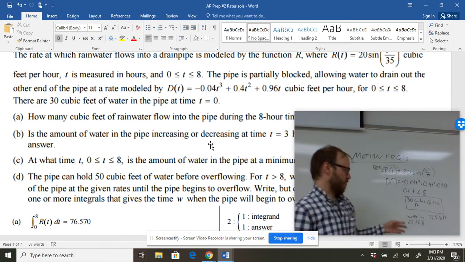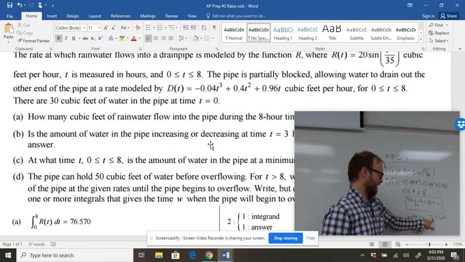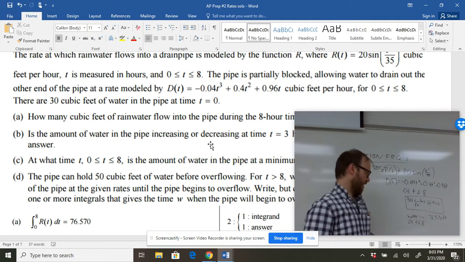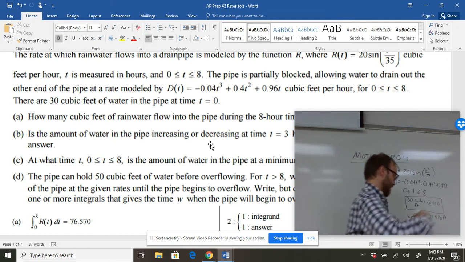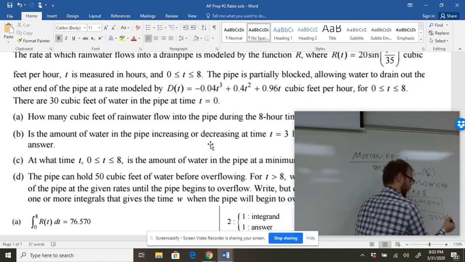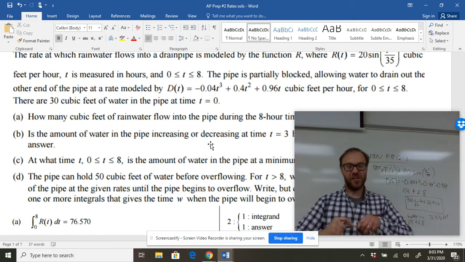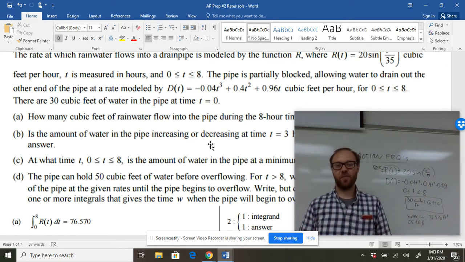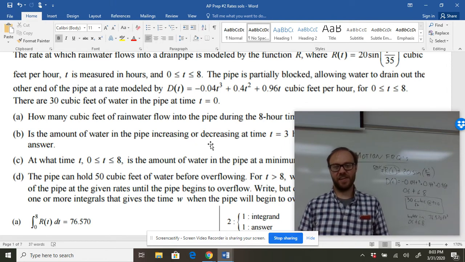Okay. By the way, in the previous problem, it turned out that 76.570 cubic feet of water came in. Maybe always round to at least 3 decimal places when you run those numbers. Anyway, part B asks if the amount of water in the pipe is increasing or decreasing.